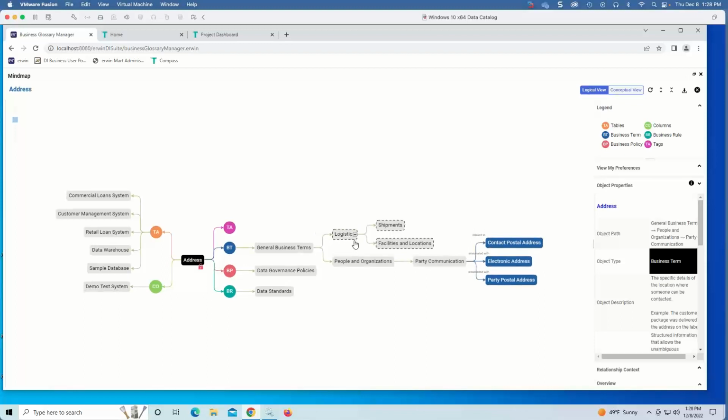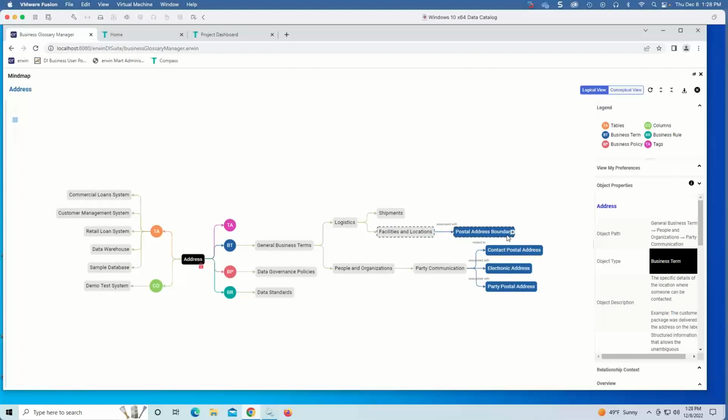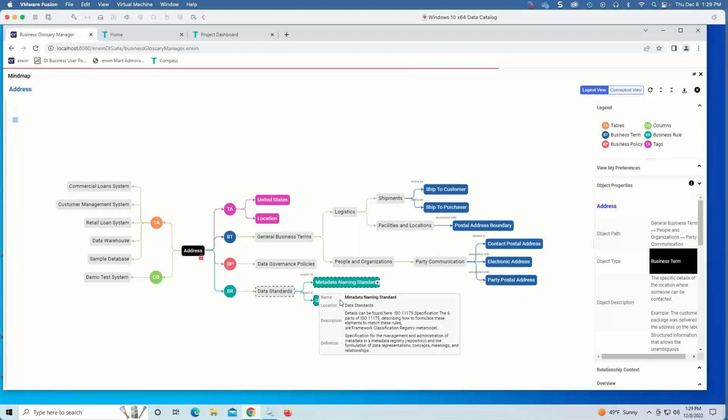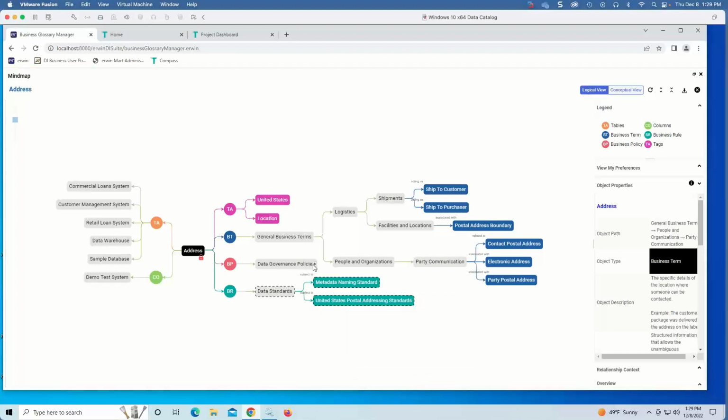Logistically, this is where we start talking about actually on the earth. So facilities and locations for a geographic location for an address, which actually might be a latitude and longitude coordinate. And then shipments, a ship to customer, a ship to purchase. So these are all concepts that are associated with the address. And like I said before, with the tagging structure, you can search for things in different ways to look at them. And then of course, there's the data standards, metadata naming standards, US Postal Service, and policies.